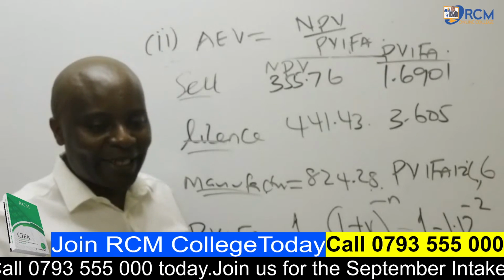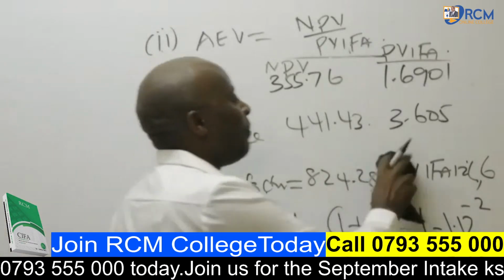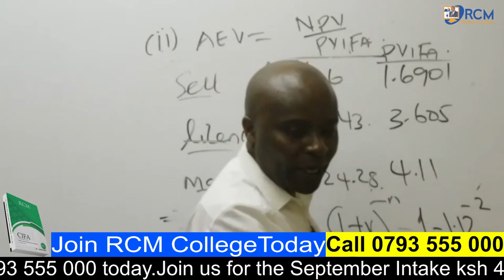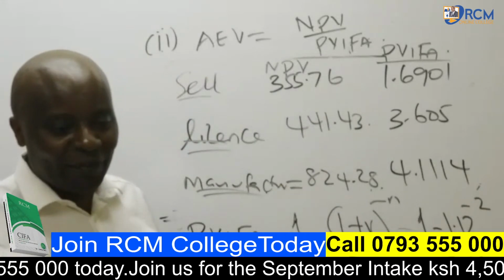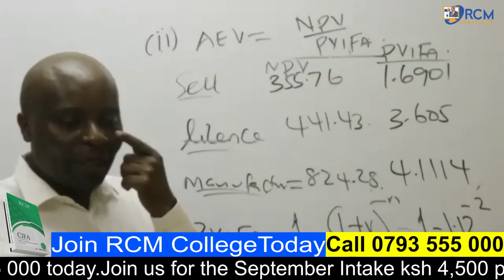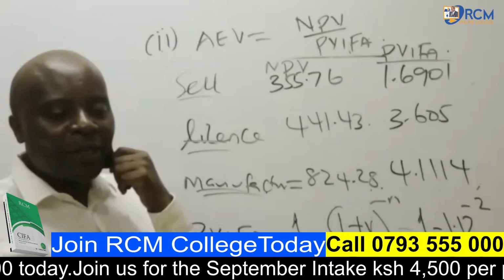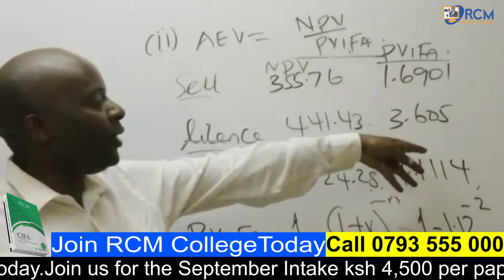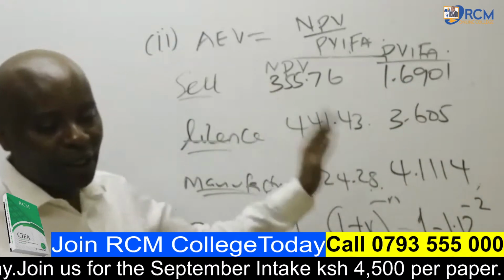Thank you very much. License is 3.6048. Manufacturing is 4.1111. Manufacturing inafaa kuwa 4.1114 like that. So abracadabra, ebu sasa apply, ngoja kidogo. Supposed to be 4 digits. Yes, inafaa ikuwe 4 digits. Kwa hivyo turudie hapa kidogo. Inafaa kuwa 3.60 what?